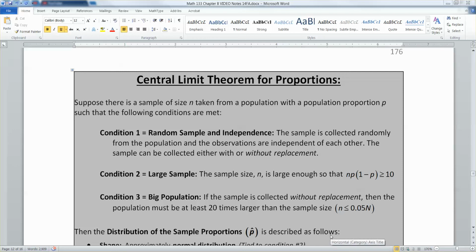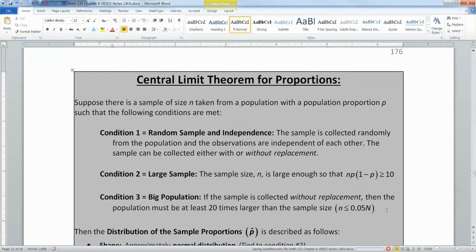Let's quickly recap the central limit theorem for proportions before we move into an application problem. There are three conditions that we have to meet. One, it has to be a random sample with independence. And in order to ensure independence, sometimes if you're doing it without replacement, you have to make sure that your population size is at least 20 times the size of your sample.